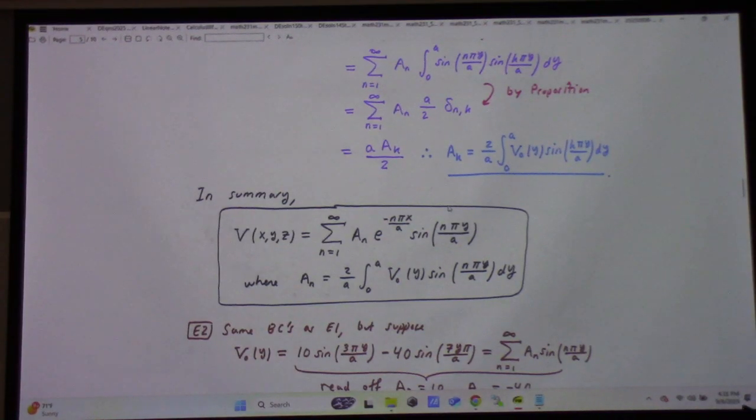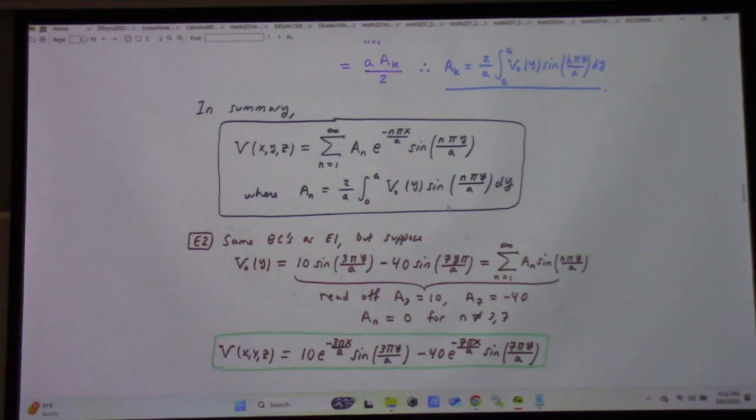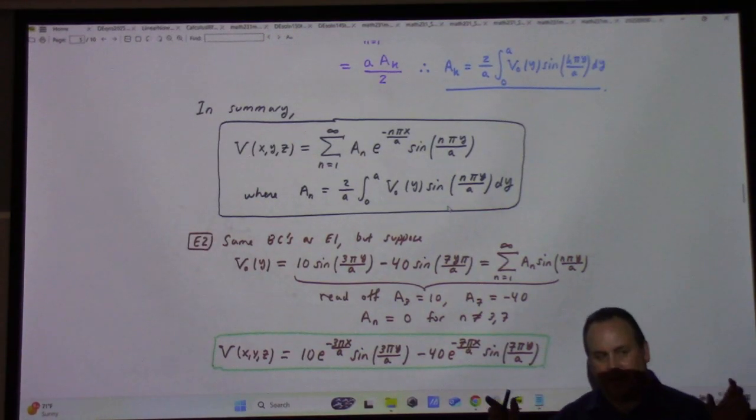Now, of course, once you have that, you can solve a variety of related problems. So that's what I did next. I was like, well, okay, if you happen to have a boundary condition, a voltage at the end of the slab, which was given to have this form, then we can just read off from this that a sub 3 is 10, and a sub 7 is minus 40, and it's 0 otherwise. And then we go back to my solution, and we just write down, these are the only terms that survive. So we don't actually have to do the Fourier integrals if the boundary condition is stated as a Fourier polynomial.